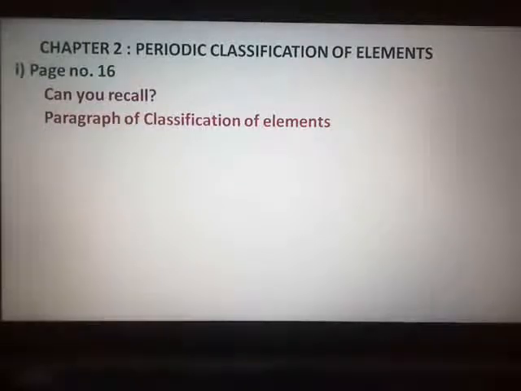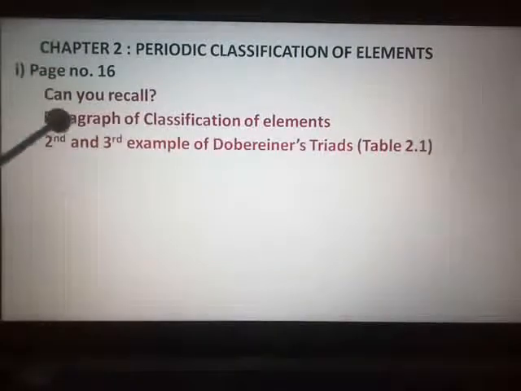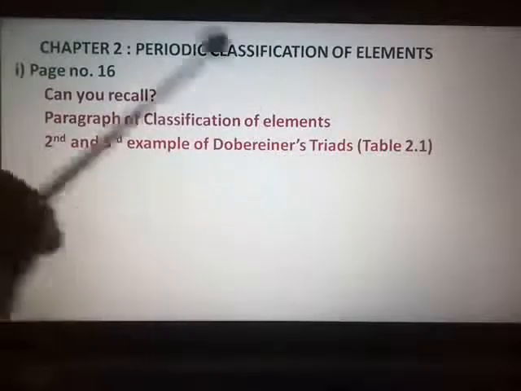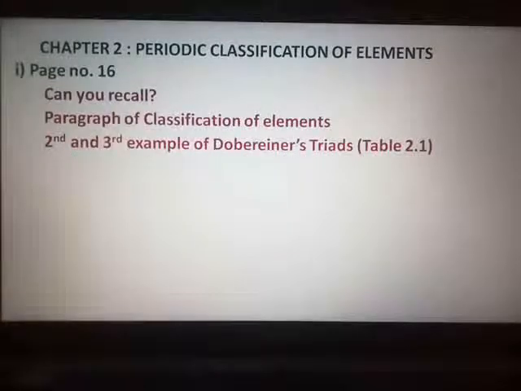And below that you have Dobereiner's triads. You have the table 2.1. 3 examples of triads. So first example, lithium, sodium and potassium you have to study. The second and the third example of Dobereiner's triad you have to remove it out. Be very careful over here.